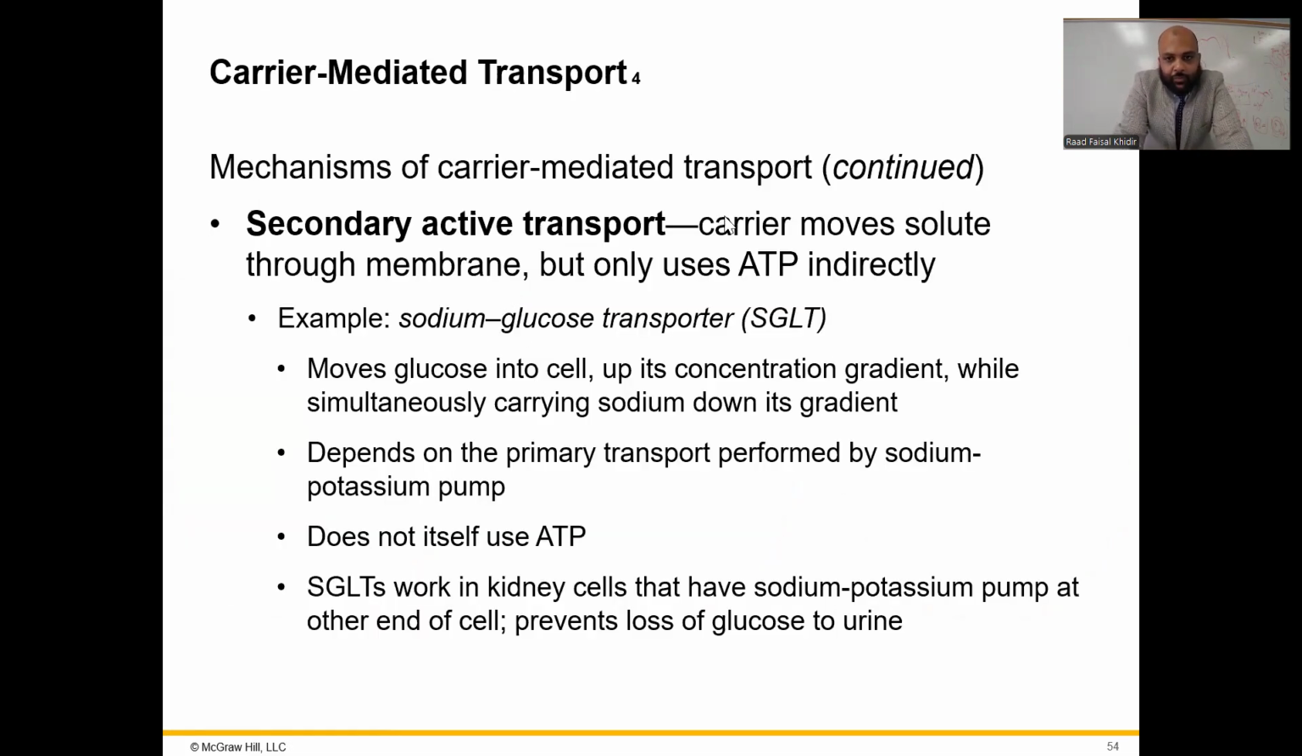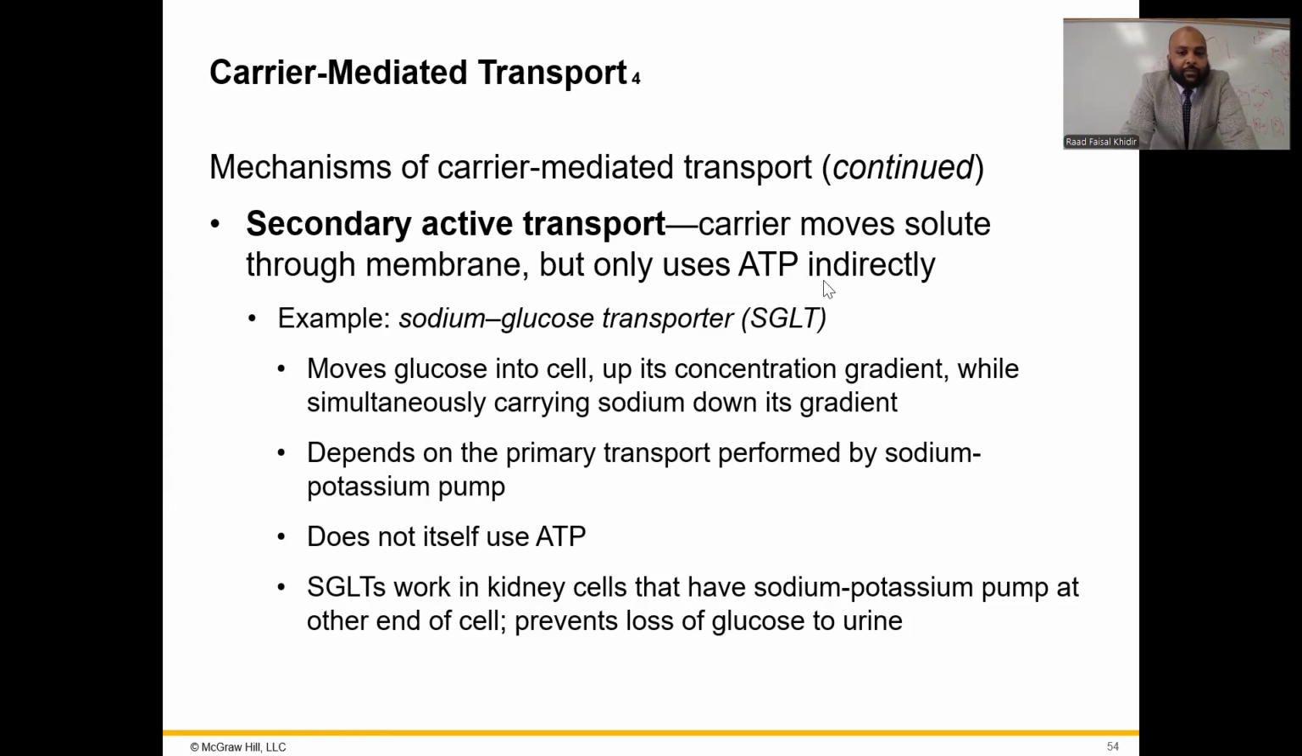Secondary active transport. The carrier moves solute through the membrane but only uses ATP indirectly. Now that's the important one. So not only do we have primary active transport, we have secondary active transport. The fact that it is active means it's not just a concentration gradient, not just down the gradient. It says that we need energy, but if it's ATP, that makes it primary active transport. But it's secondary. That means we don't use ATP directly, but we have to use something else. What are we going to use?